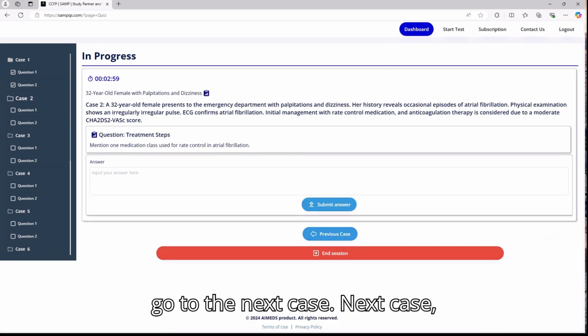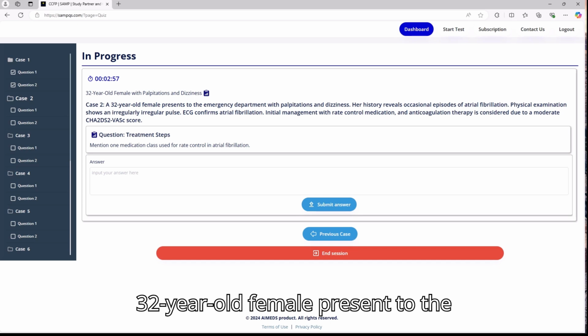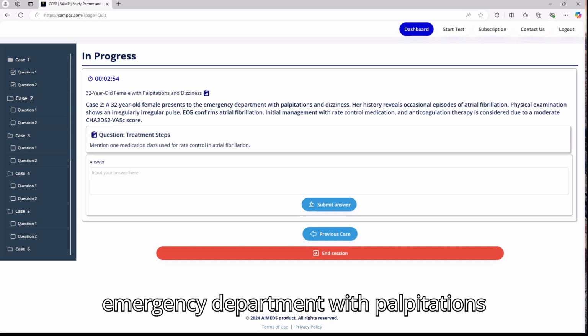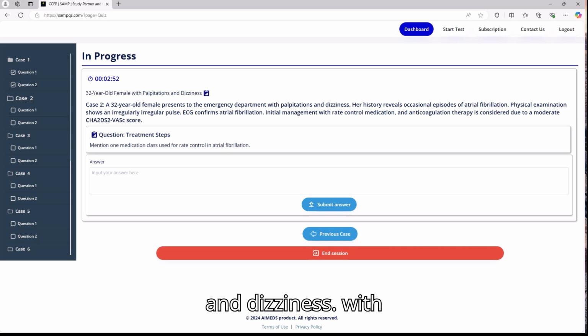Let's go to the next case. Next case: a 32 years old female presents to the emergency department with palpitations and dizziness.